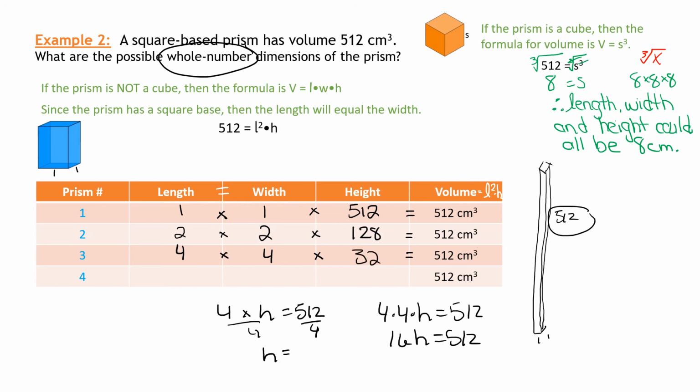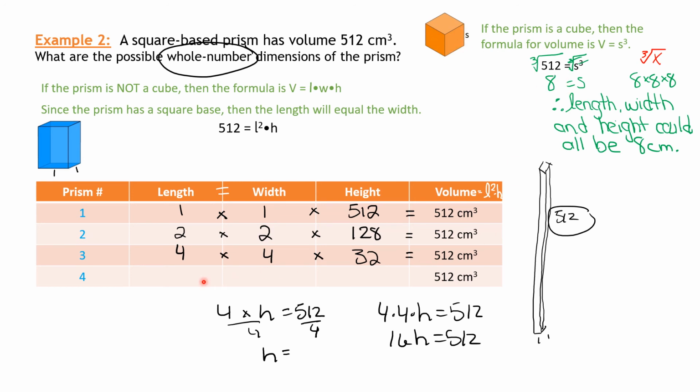Now these numbers are getting closer and closer together. Look how 1 by 1 by 512, that was pretty far apart, right? That was this long, skinny one. 2 by 2 by 128 means our dimensions are getting a little closer. This is a little bit bigger box maybe. 4 by 4 by 32, so this is getting even tighter together. It's getting closer and closer to our cube here.